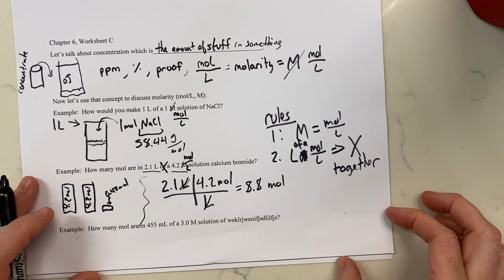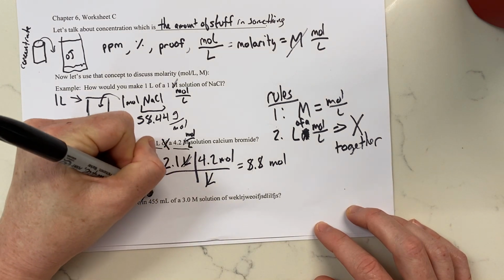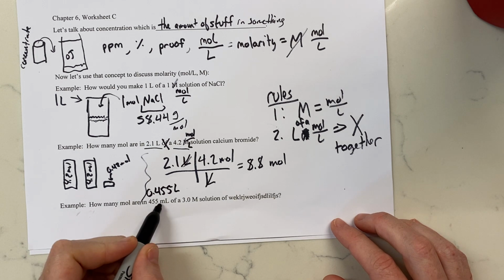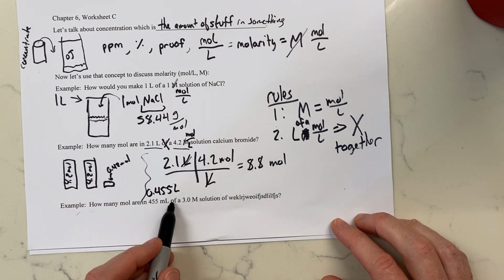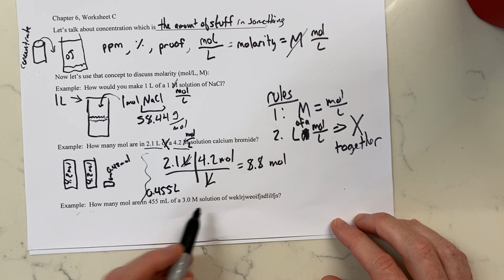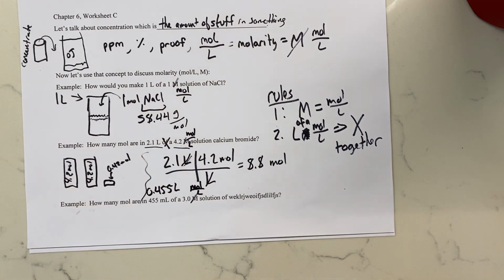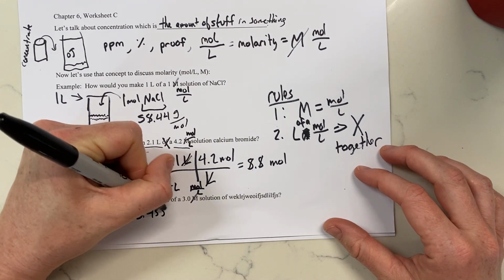All right, let's look at another example. It says how many mole are in 455 milliliters? It's 0.455 liters. I would just get in the habit of moving the decimal place 3 times anytime you have milliliters. Ooh, of a 3.0 mole per liter solution. We change this to mole per liter. And now we've got 0.455 times 3. So let me show this, 0.455 liters.